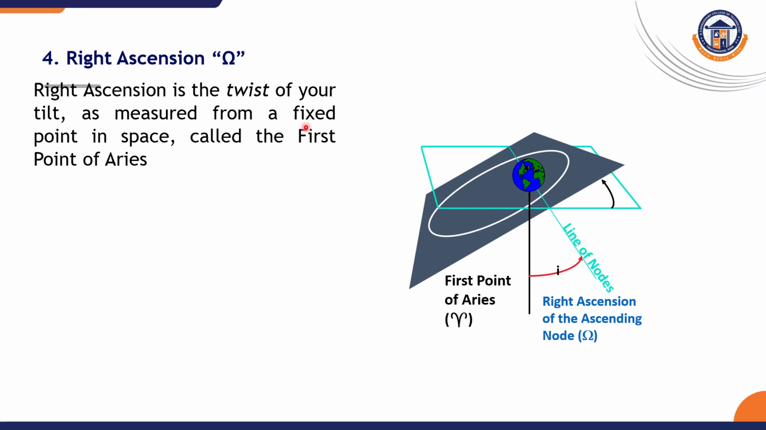It is actually measured from a fixed point in space. The fixed point in space, it is measured here. This point is called the first point of Aries. From this Aries, how much tilt, how much twist the orbit is making. So this is the right ascension of the ascending node, which is denoted by omega, in units of degrees.